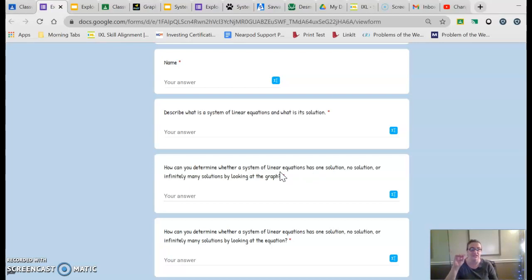What will you see on the graph? And then, how can you determine whether a system of linear equations has one solution, no solution, or infinitely many solutions? By looking at the equations. So just use complete sentences to fill this in, summarizing what you've learned and discovered through this exploration. So if you have any questions, please let me know. And that's all there is.